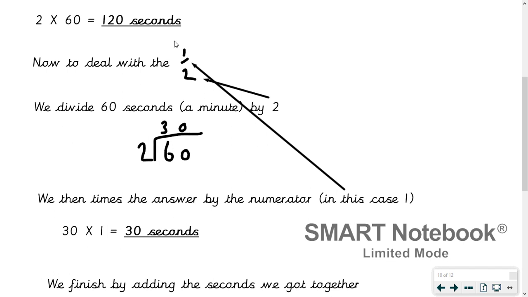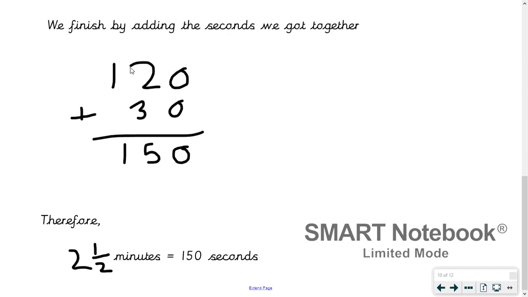Then, in this case, the numerator is 1, but I'm showing you what you'd have to do if your numerator was 4 or 5 or 6, for example. You would then times your answer, your equal part, by the numerator. So in this case, it's 1. So 30 times 1 is 30 seconds. So that 30 seconds is the half. 120 was the 2 minutes. We then do exactly as we've done on previous examples and add them together. So 120 adds 30 is 150. Therefore, 2.5 minutes is 150 seconds.